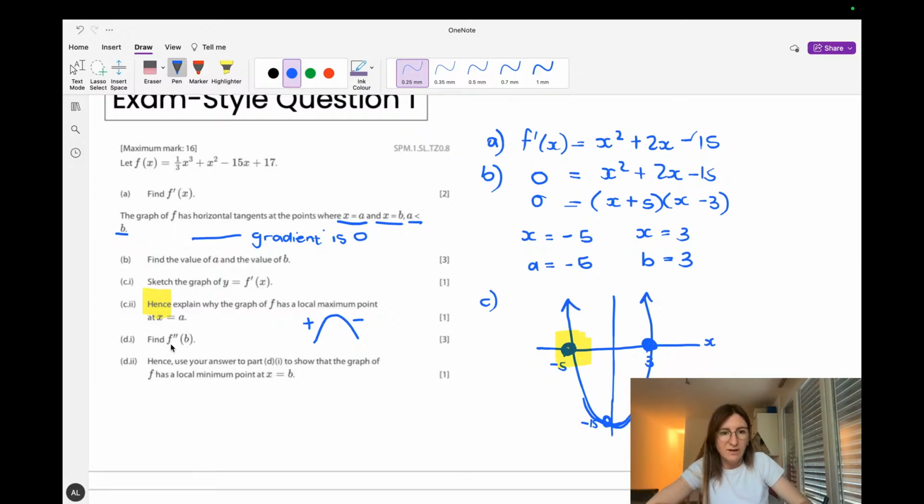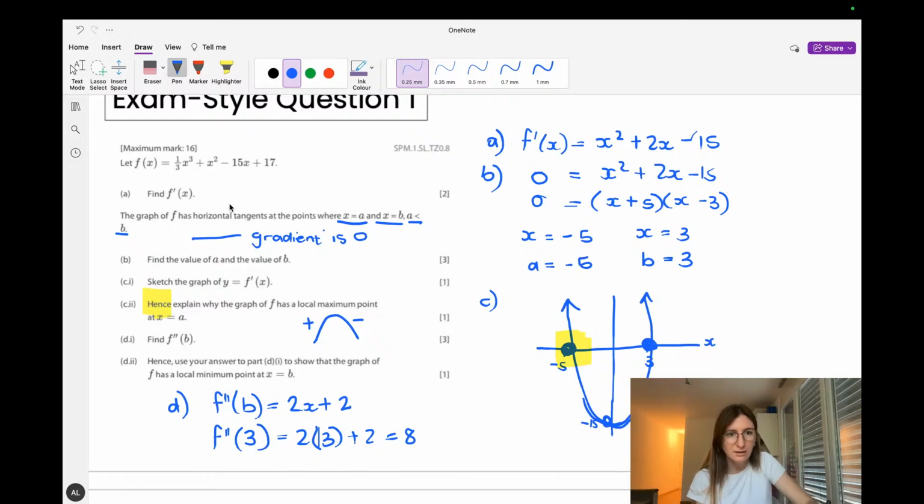All right, then find the second derivative. Let's write that over here. f dash dash of b. So our second derivative is 2x plus 2. See, there we have x squared plus 2x minus 15. That gives us 2x plus 2. And they want of b, which was, b was 3. Should be a bracket, which gives us 8.